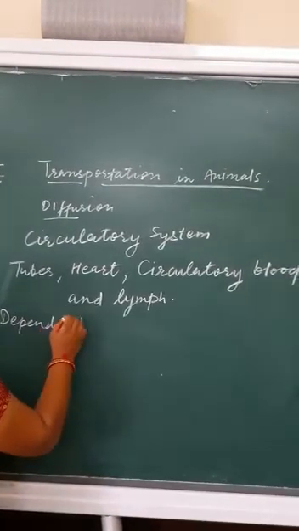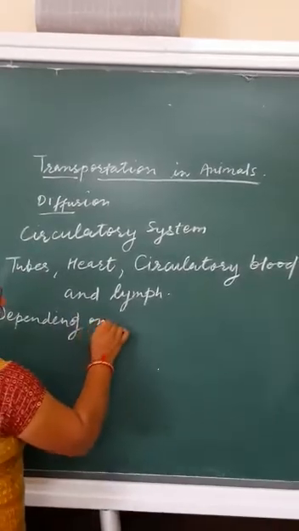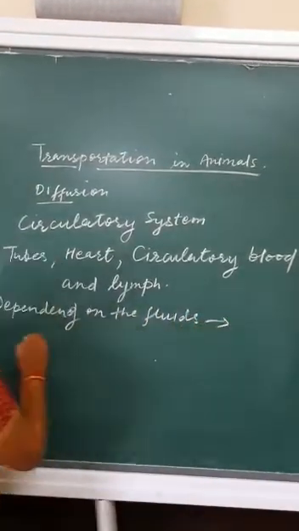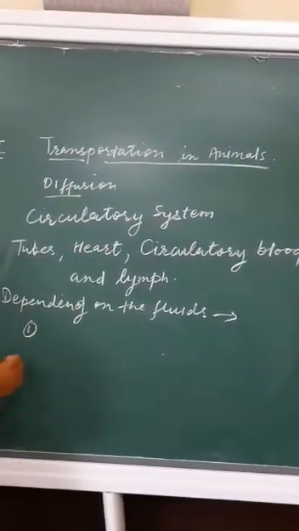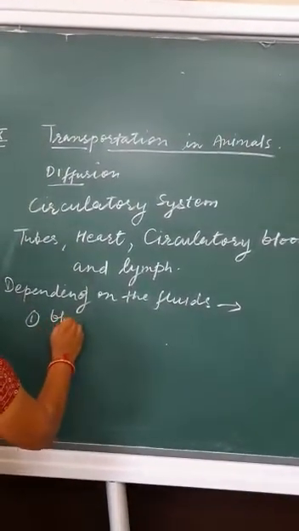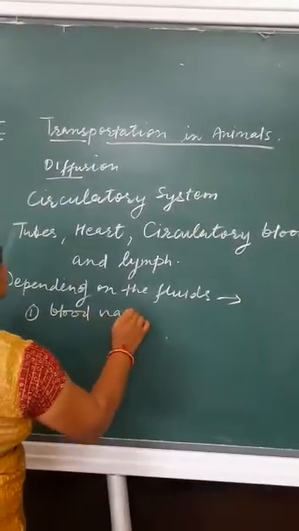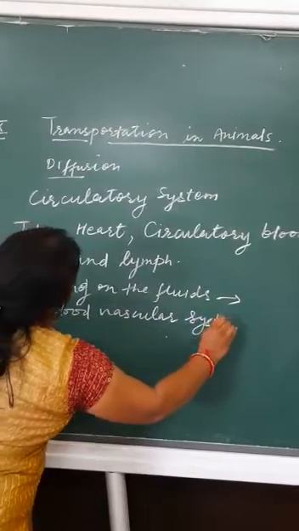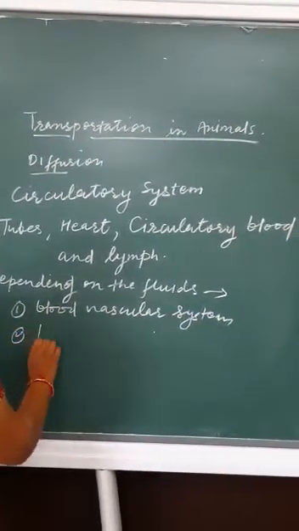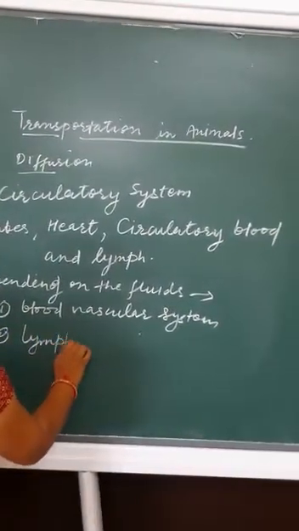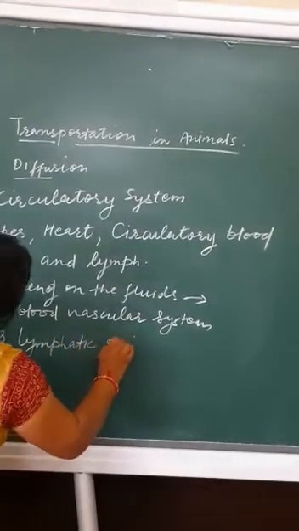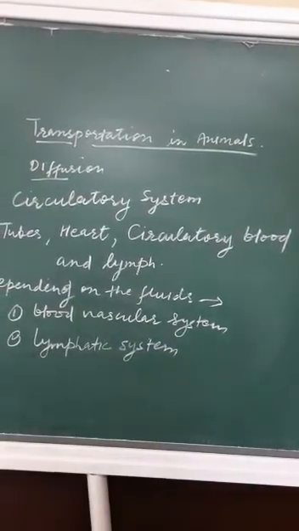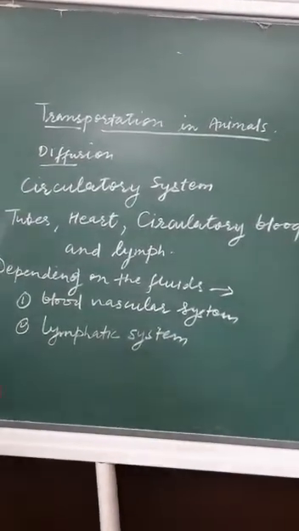depending on the fluids. So number one, that is the blood vascular system, and second is the lymphatic system. So these are the two systems. One by one we will do it in detail. So first we will start with the blood.